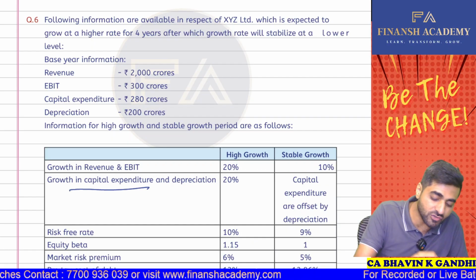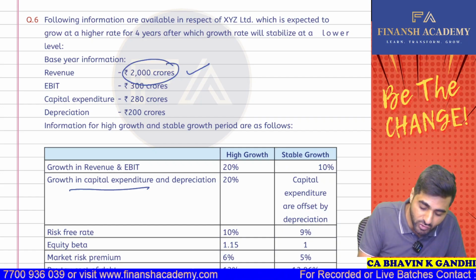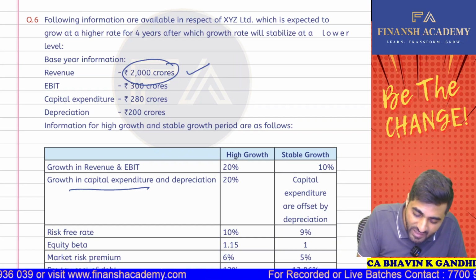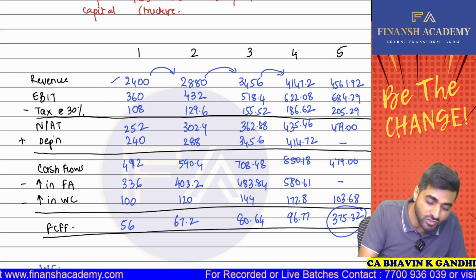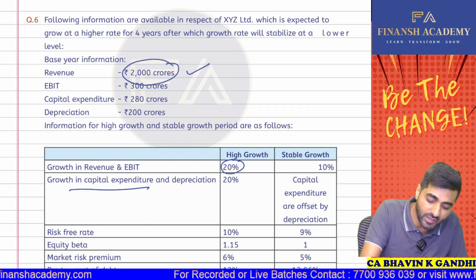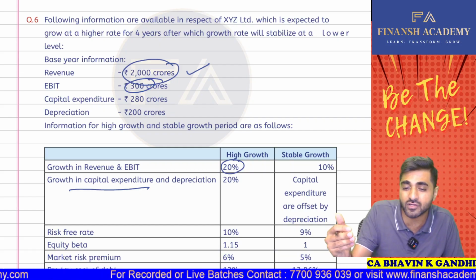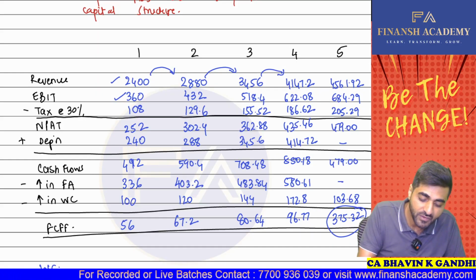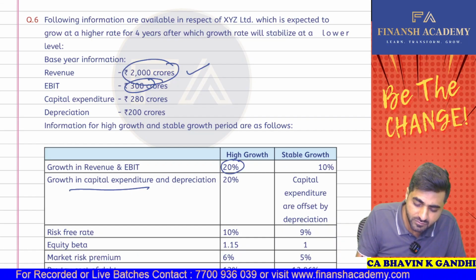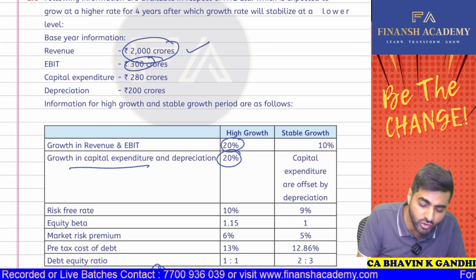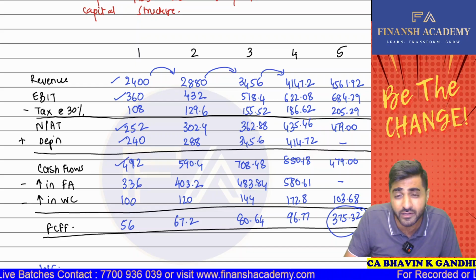Now, my dear students, you can check that your base year revenue was 2000 crores and this grows by 20%. So this will become 2400. EBIT is also growing by 20%, right? So that will become 360 crores because last year it was 300 crores. So we're going to add 20% to it, and that will become 360 crores. Tax is 30%. We got the NPAT. What about your depreciation? They have told you that the depreciation is also going to grow by 20%. So this will become 240 and based on this, your cash flows will be 492.